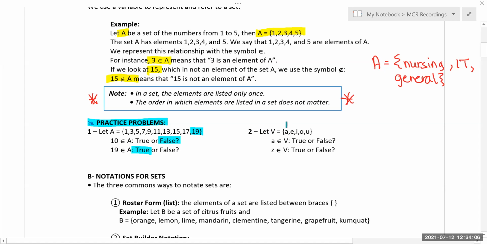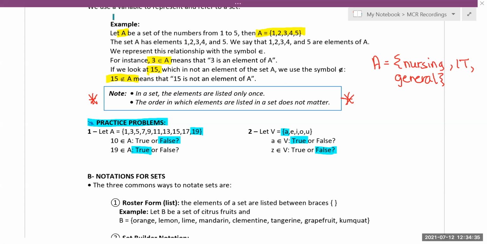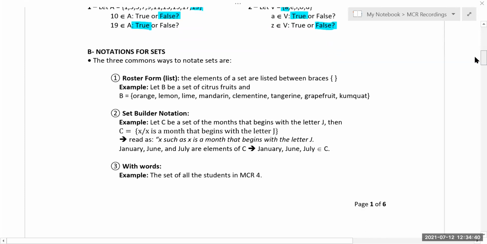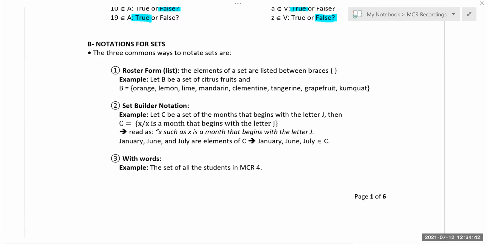Now for V, it's the vowels A, E, I, O, U. So think quickly. Give this about 35 seconds. You would say, is A an element of V? Yes, it's right there. Is Z an element of V? No, there's no Z. So that one would be false. All right, so then moving downward, we've got 3 ways that we can write those sets.